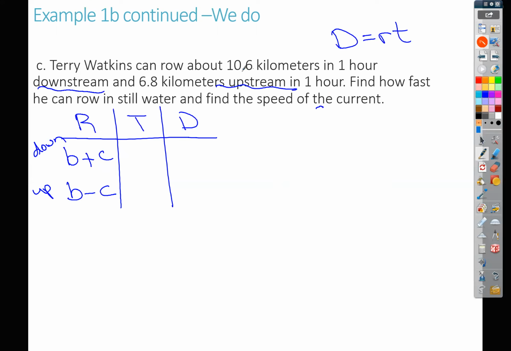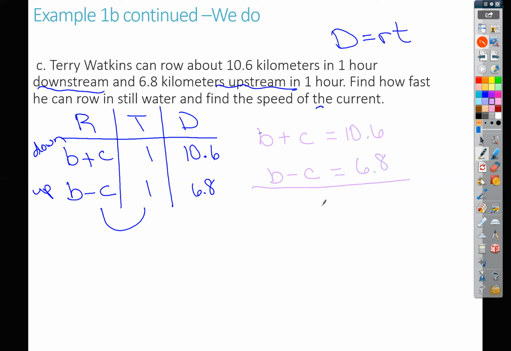All right, so this says he can row about 10.6 kilometers in 1 hour going downstream and 6.8 kilometers upstream in 1 hour. We know that rate times time equals distance, so I'm going to multiply this column and this column. Thankfully, it's just by 1, but it would be okay if it wasn't. But 1 times B plus C is just B plus C, and that equals the distance of 10.6. And the second one, 1 times B minus C equals 6.8.